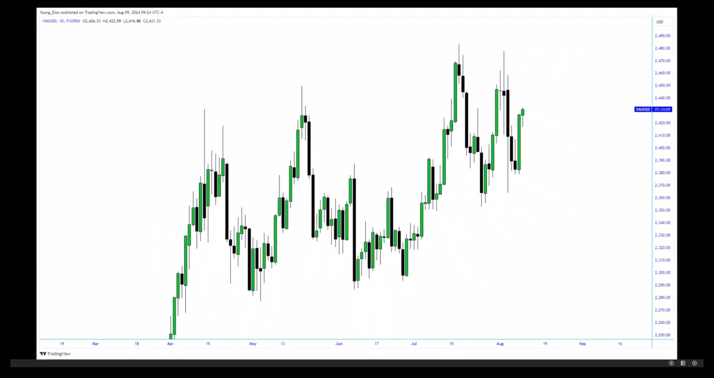Now, let us dive into what I just talked about in regards to inside day. An inside day is whereby the market or the entire price range of a defined day falls within the range or the price range of the previous day, without taking out the previous day's low and the previous day's high.